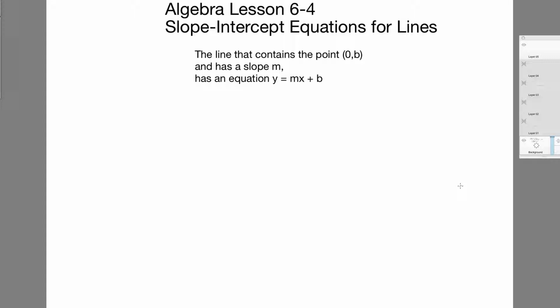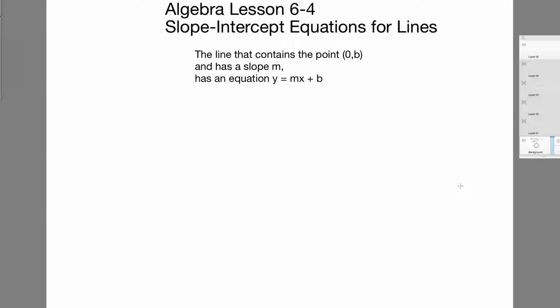The line that contains the point (0, b), where 0 is 0 and b is just some number. What that means is the x-coordinate is 0, the y-coordinate is some number. This is another way of saying the y-intercept, hence the intercept in the slope-intercept equation identity.